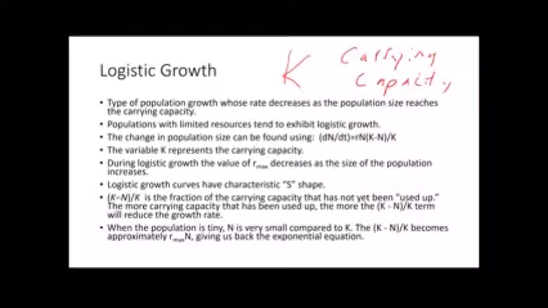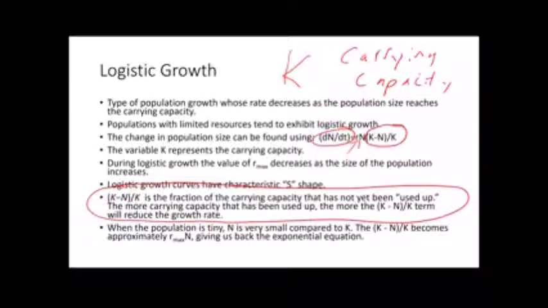The change in the population size in this kind of scenario can be found, again, using dN over dt. Change in population size over time equals r, and again, that's the growth rate, times N. But this time we're also going to multiply it by this factor, K minus N all over K. And that K minus N over K term is essentially the fraction of the carrying capacity that has not yet been used up.